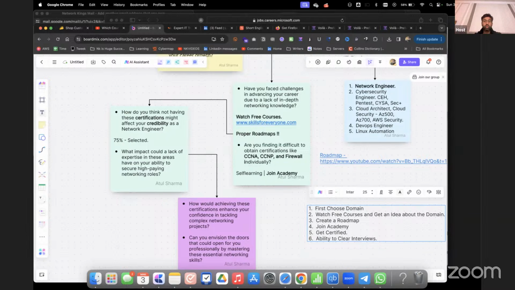They join the courses, they watch free courses also, they have the roadmaps, they join the academy, they get certified. But at the time of interview, they do not speak very well. Okay, I'm not talking about English here. That is very, very important, right? But I'm talking about the technical interviews. Because the people I have seen, they join CCNA, CCNP, firewalls, but when companies take their interviews, they are not able to speak about the OSI model sometimes.